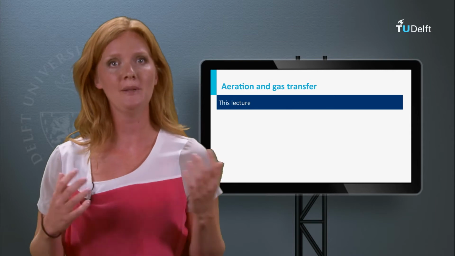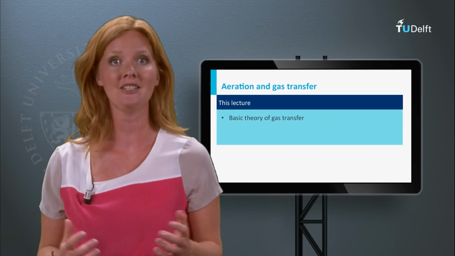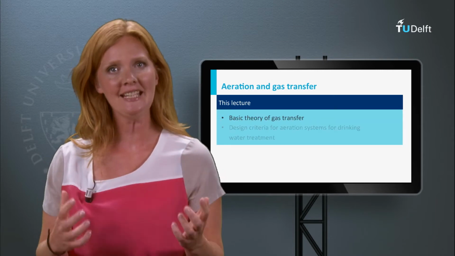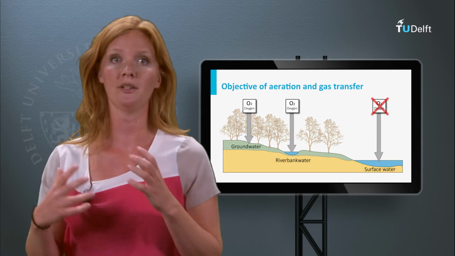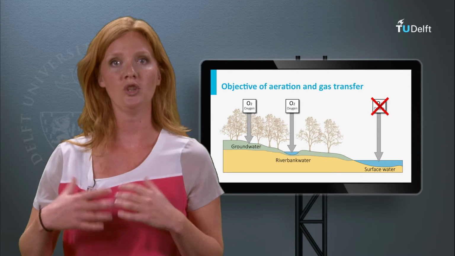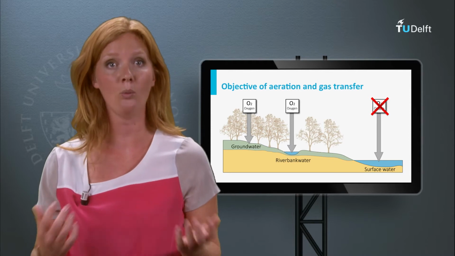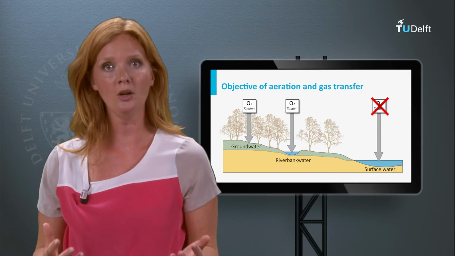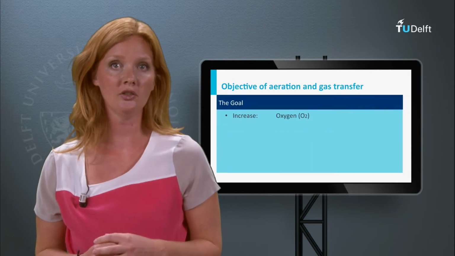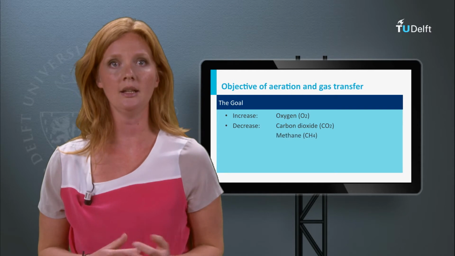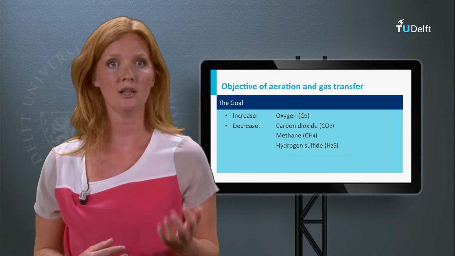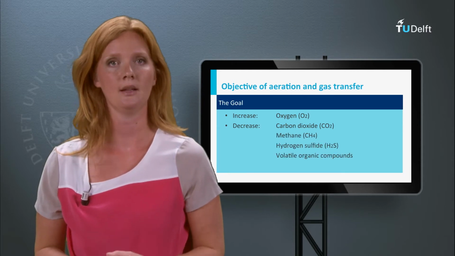After this lecture, you should be able to explain the basic mechanisms of gas transfer and the key design criteria for different aeration systems applied for drinking water treatment. Aeration is the treatment process in which water is brought in close contact with air to change the content of the dissolved gases in the water. For the treatment of groundwater, the aims are to increase the oxygen content and decrease the content of carbon dioxide, methane, hydrogen sulfide and volatile organic compounds.